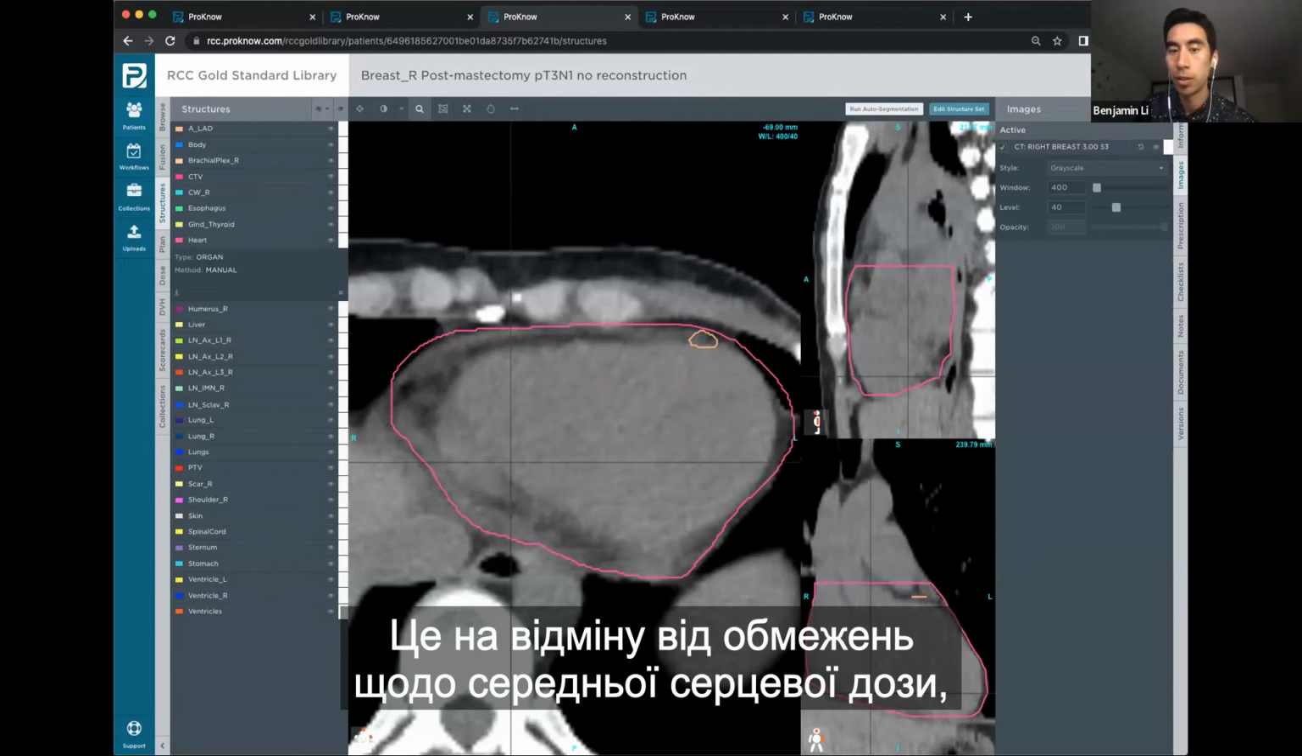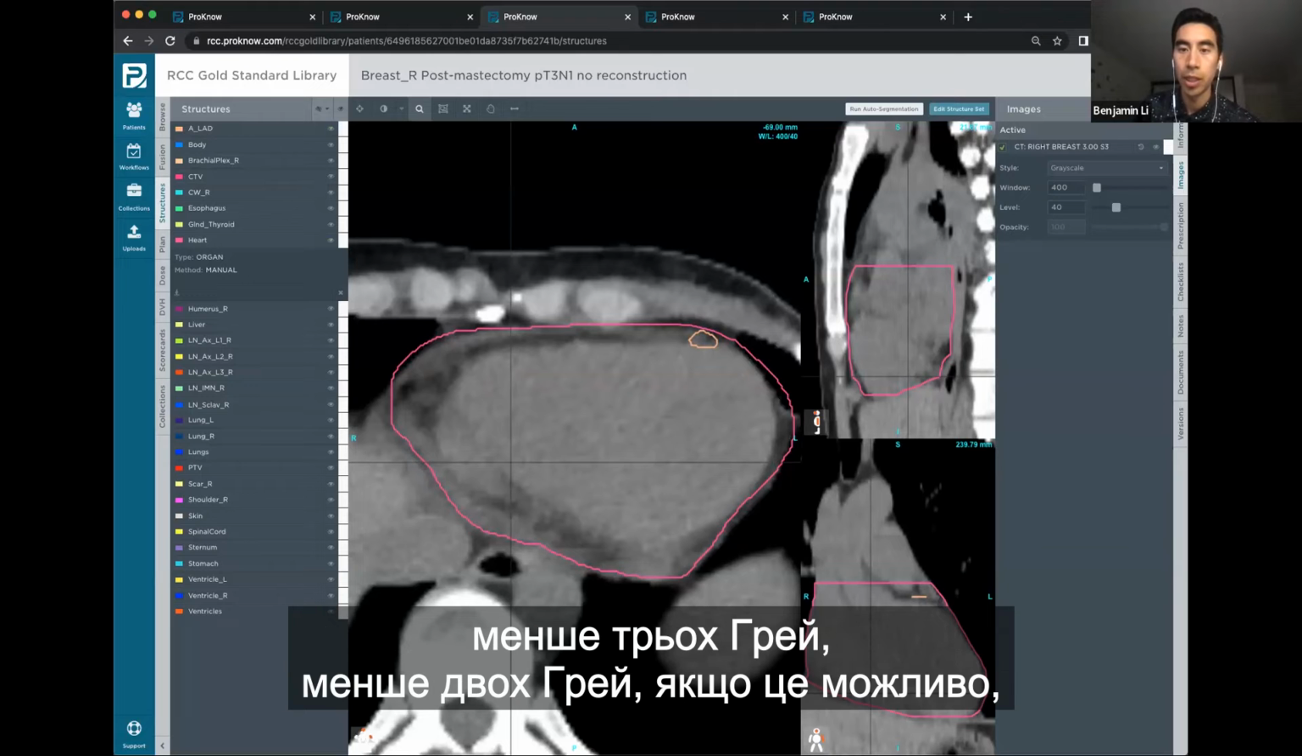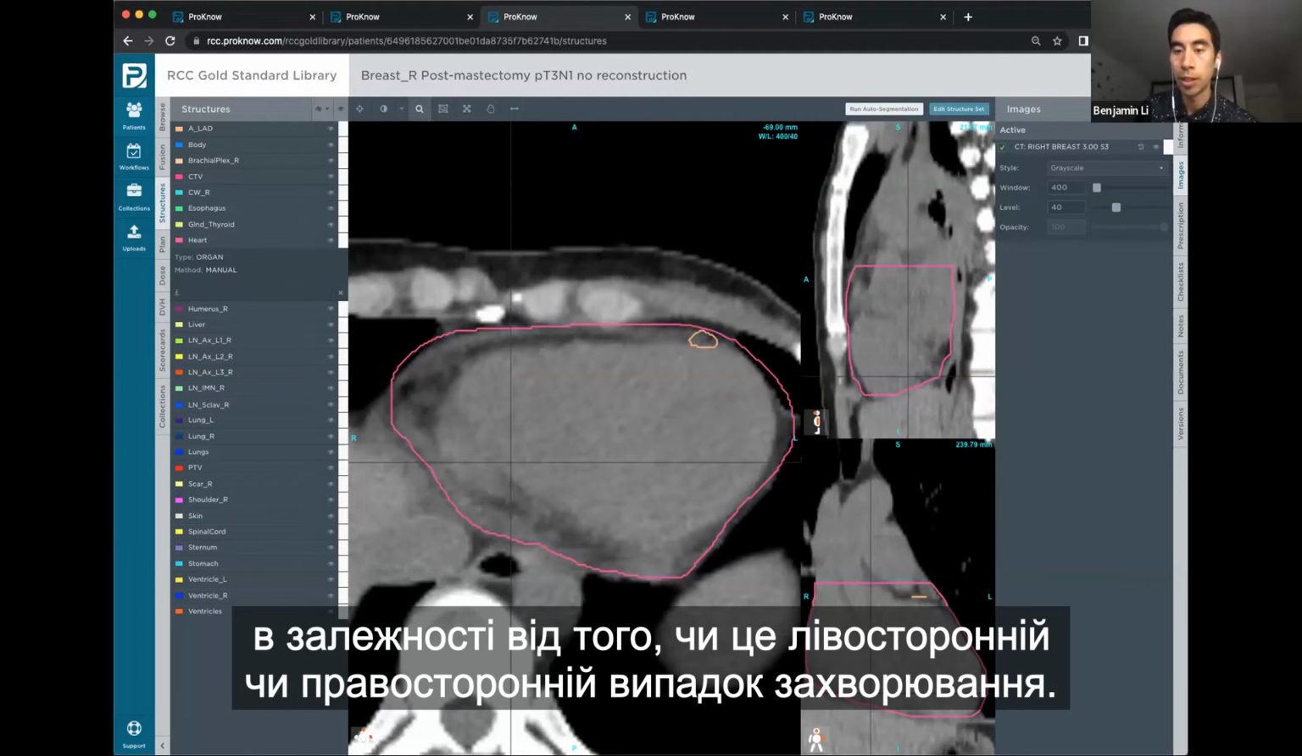This is in contrast to the heart mean dose constraints, where typically you're trying to get a heart mean dose of less than 3 gray, less than 2 gray if possible, sort of depending if it's a left or right-sided heart case.